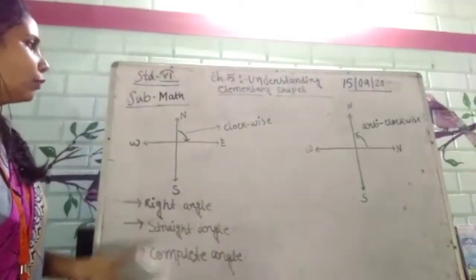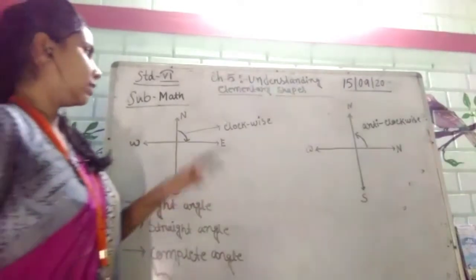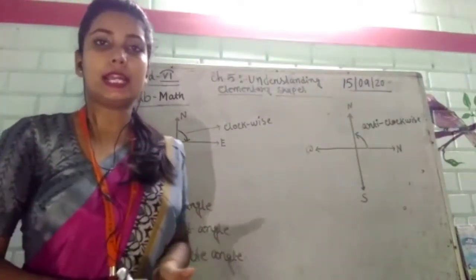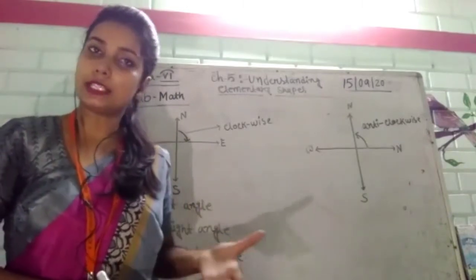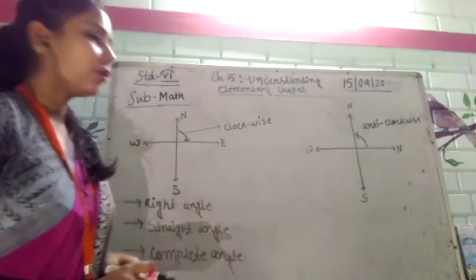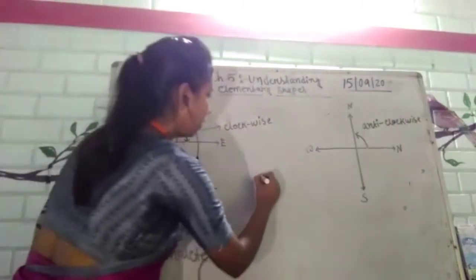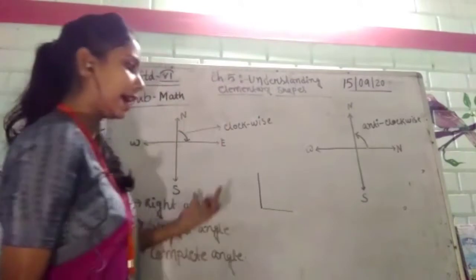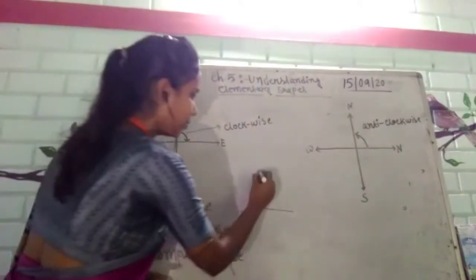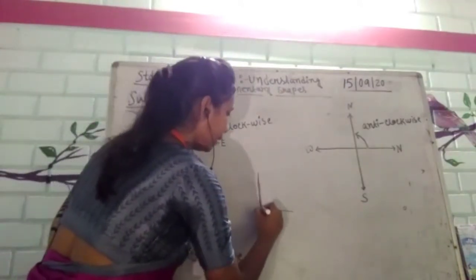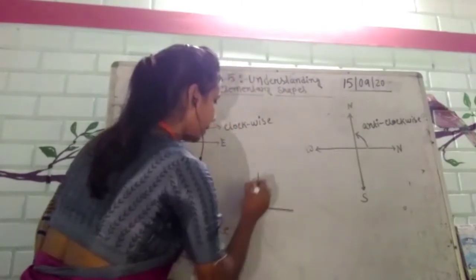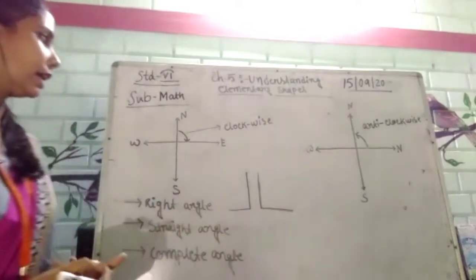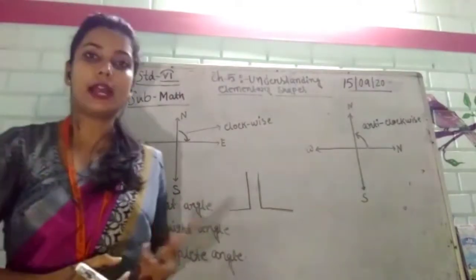Okay, so now we will understand some angles. In the previous class, you understood what is a right angle and what is a straight angle. Right angle means an L shape. An L-shaped angle is known as a right angle. This angle may be drawn this way or this way.